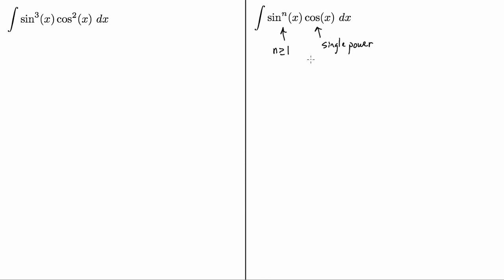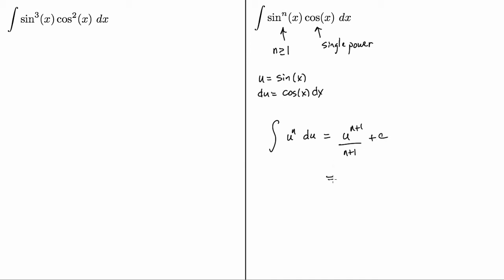If you ever get in this situation, then the problem is essentially done because you can solve this using a simple u substitution. The u substitution that we would use in this case would be, let's let u be equal to sine of x. Then the derivative of that is cosine of x dx. And so when we go to make the substitution, we have the integral of, well, if I replace sine with u, it's u to the n times cosine of x dx I replace with du. And so this is a simple power rule.